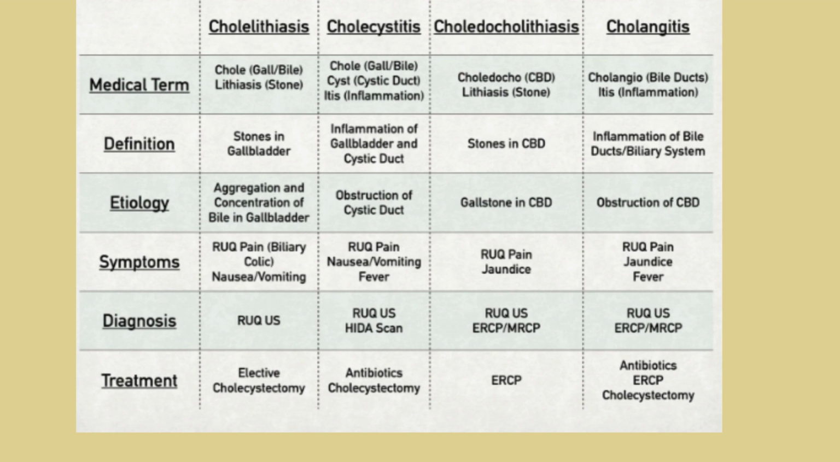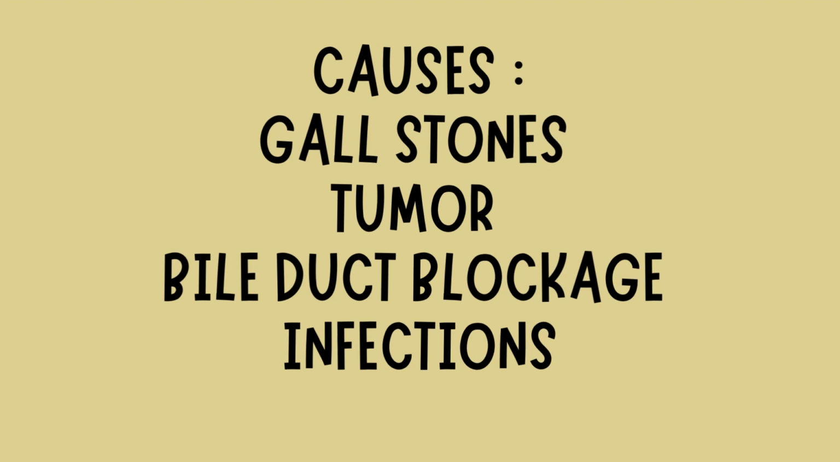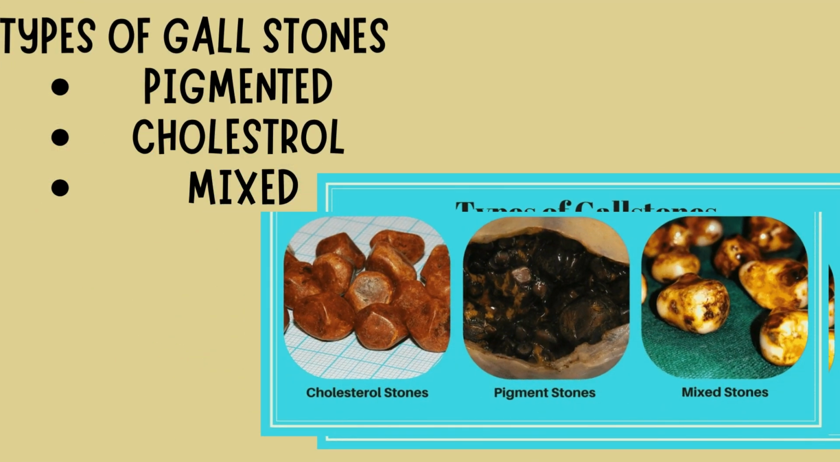This chart is showing the differences between cholelithiasis, cholecystitis, choledocholithiasis and cholangitis. Causes of acute cholecystitis: gallstones, tumor, bile duct blockage or infection. There are three types of gallstones: the pigmented ones, the cholesterol-based stones and the mixed ones.